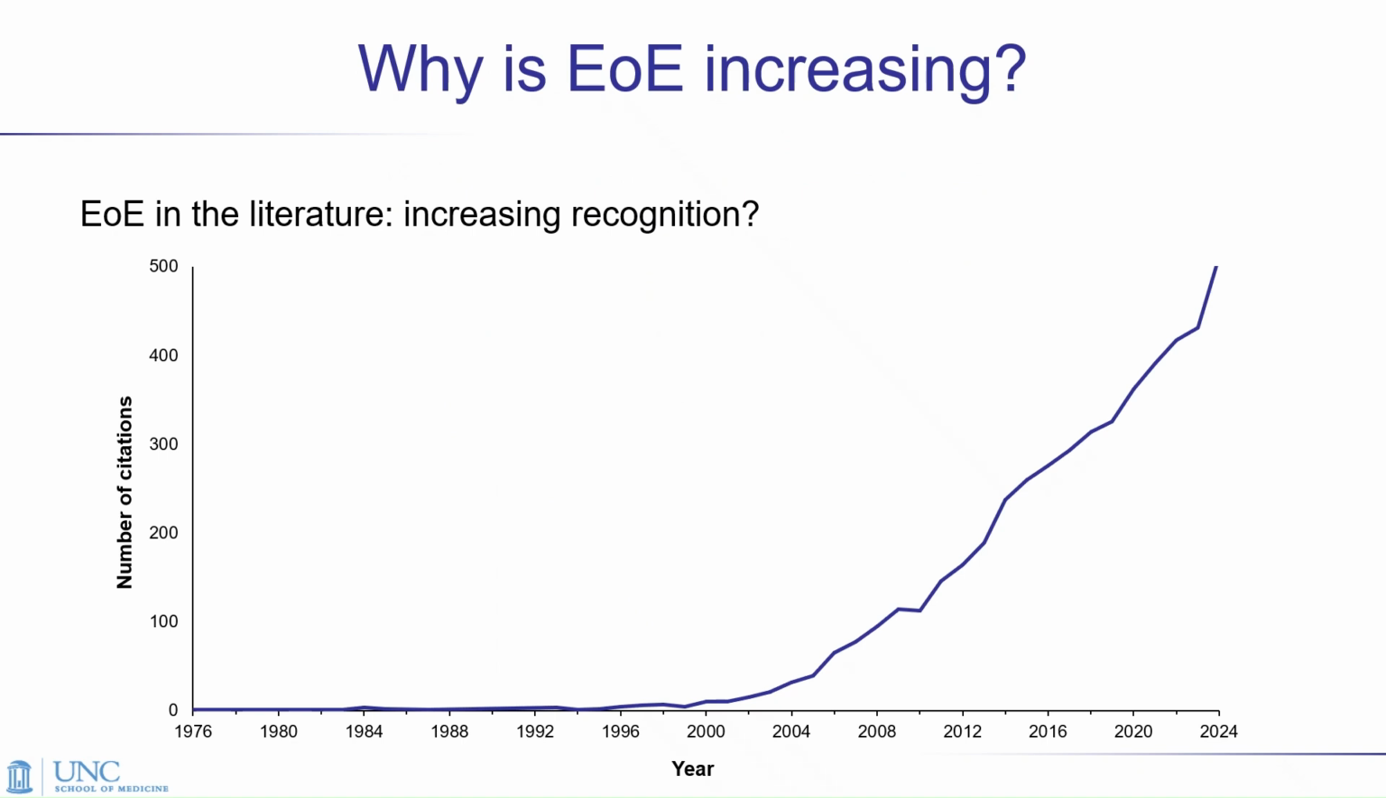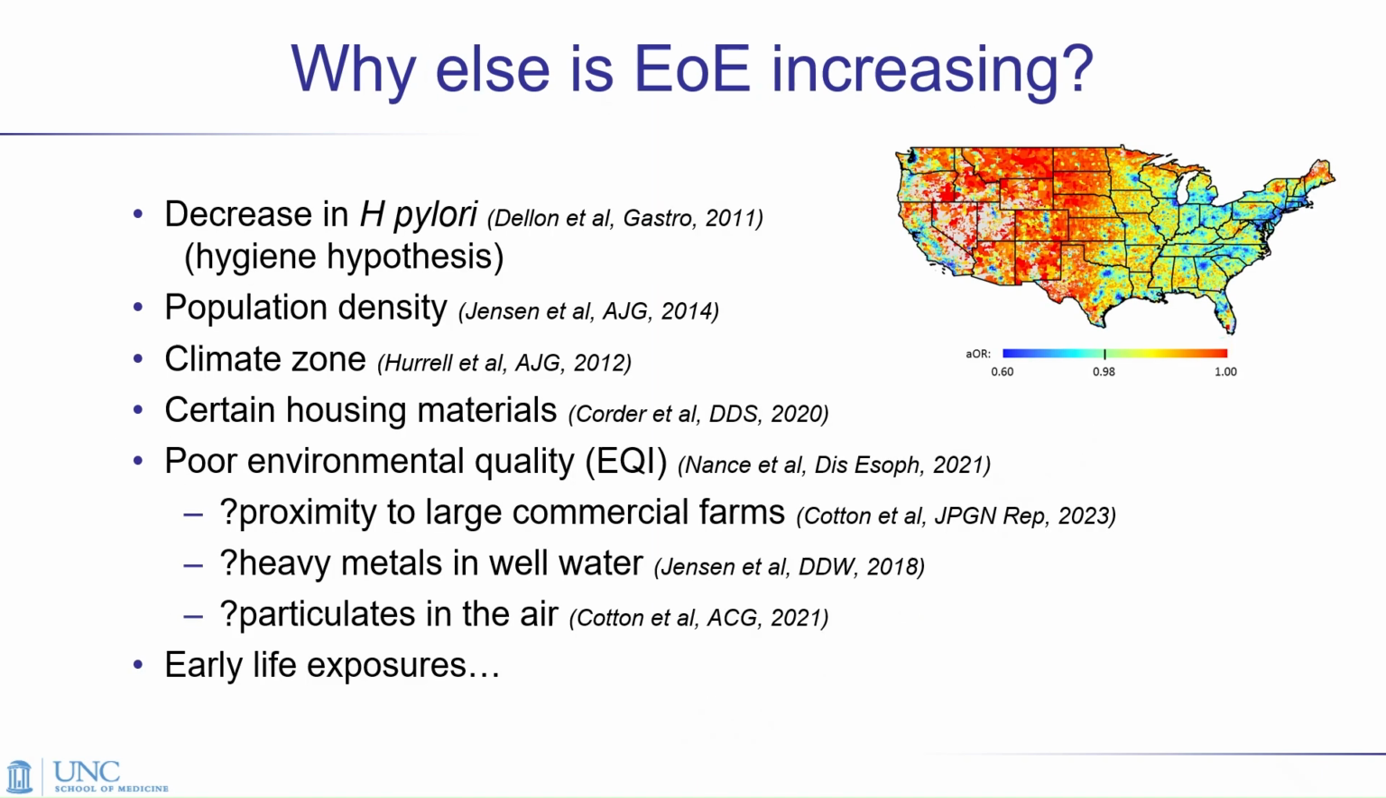So why is EoE increasing? We know it's not just this increasing recognition with the number of papers and looking at it more, but what environmental factors might be changing? Well, there's been a lot of work done on this and a number of candidate possibilities. One option is actually not something that's been increasing in the environment, but something that's decreasing, and that's H. pylori. H. pylori is the bacteria that infects the stomach, and it can cause gastric ulcers and small bowel ulcers and gastric cancer. And this used to be very common, but since its discovery as a cause of ulcers in the early 1980s, it has been treated and eradicated when it's found.